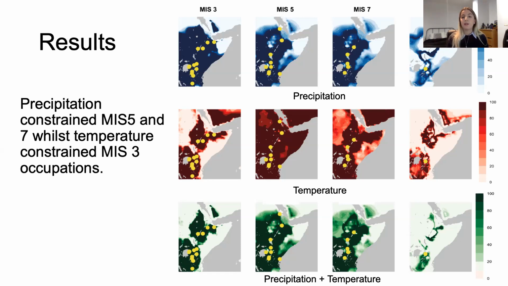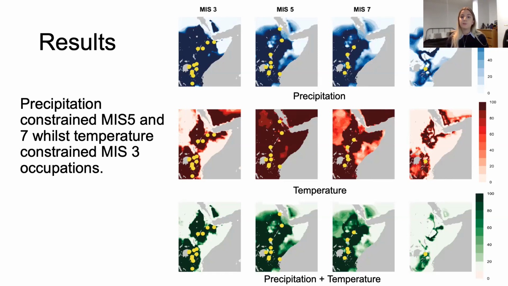So here we're looking at habitability models for precipitation in blue, temperature in red, and precipitation and temperature combined in green. And the colour scale represents the percentage of cells that remain habitable within that time period. So these models fundamentally show that interglacial MSA occupations, especially in marine isotope stage 5, may have been much more spatially diverse than presently known.